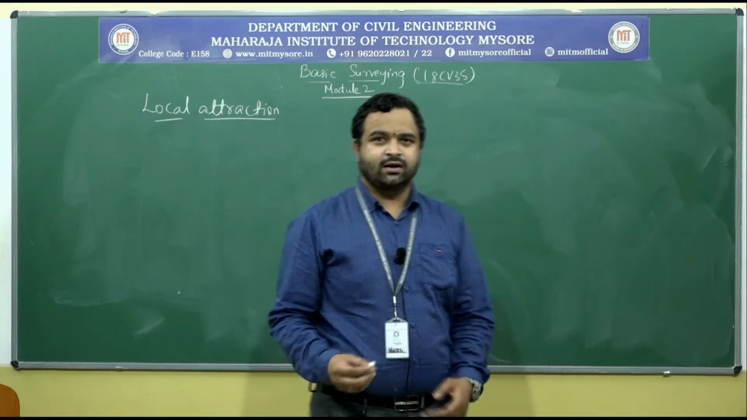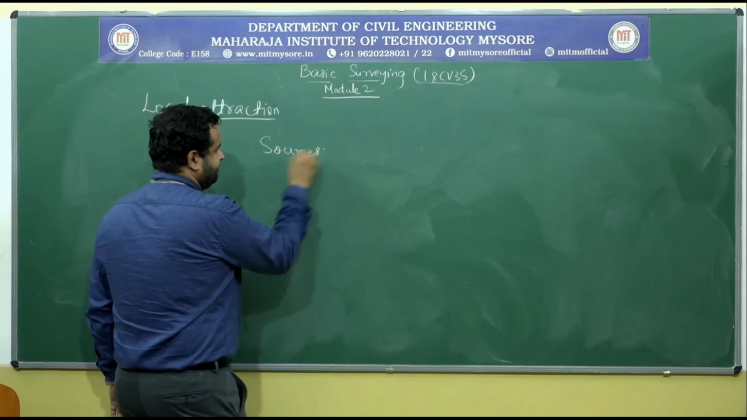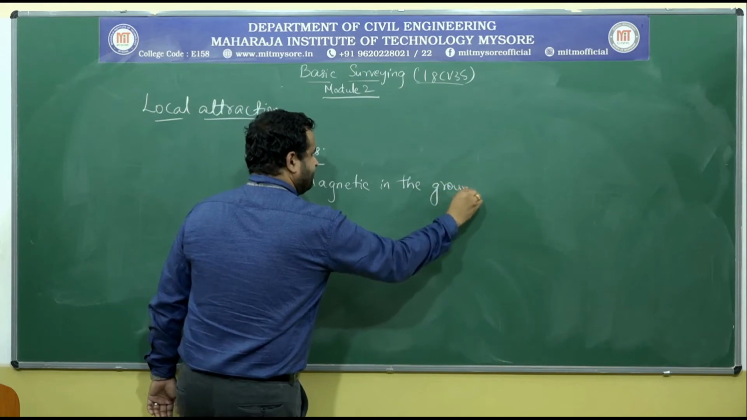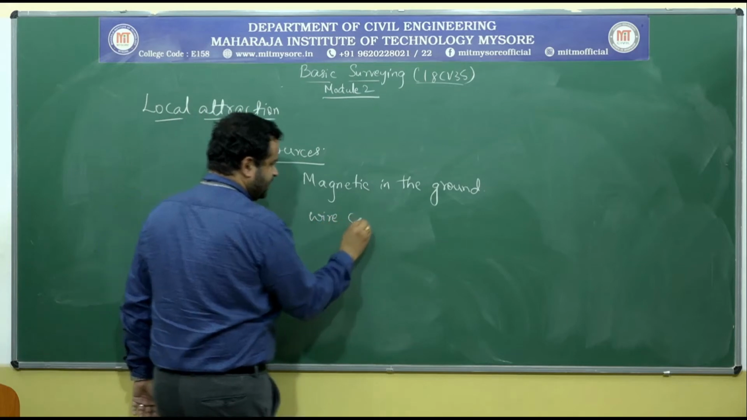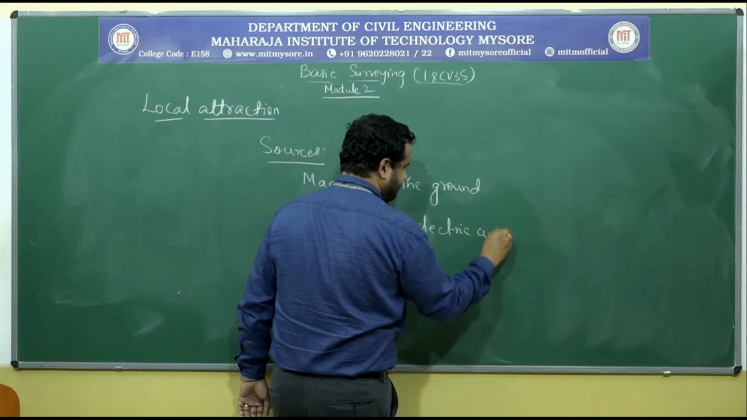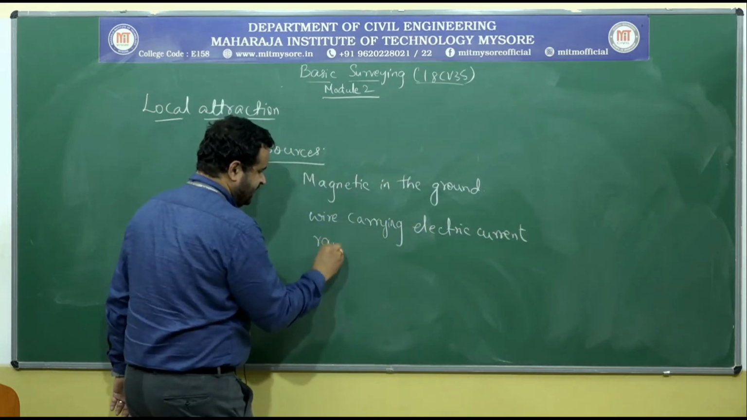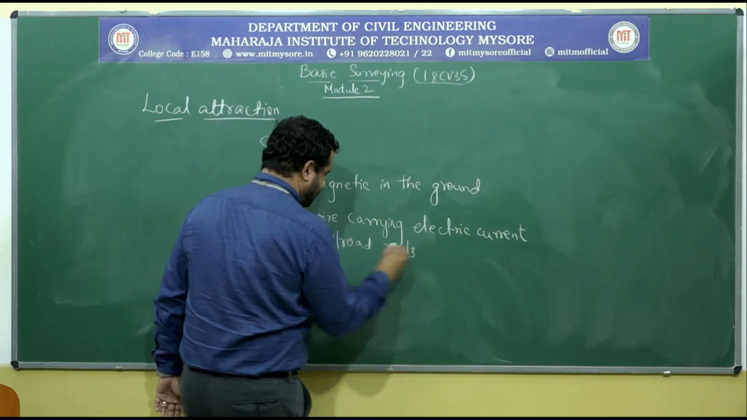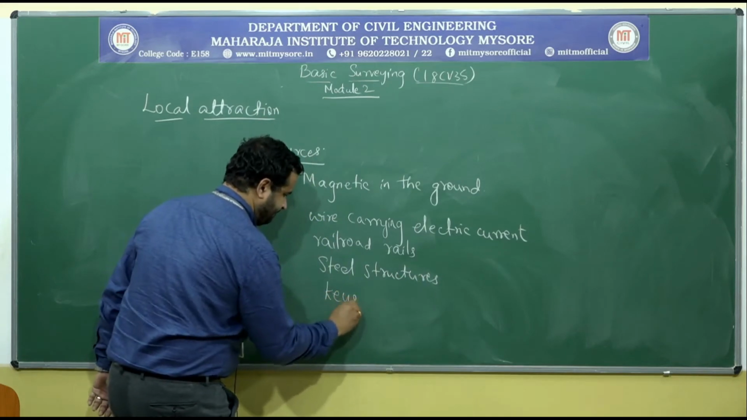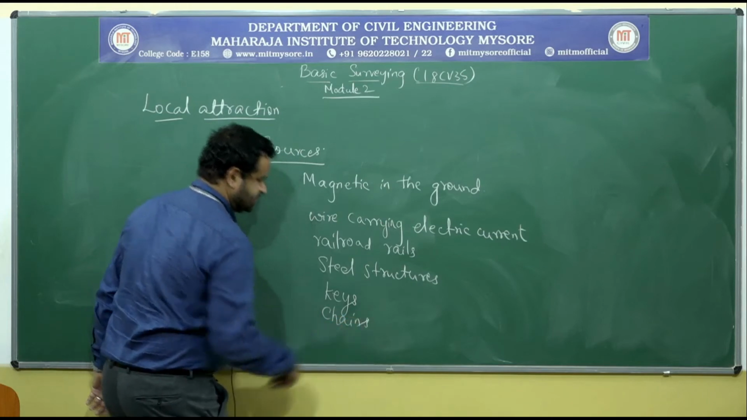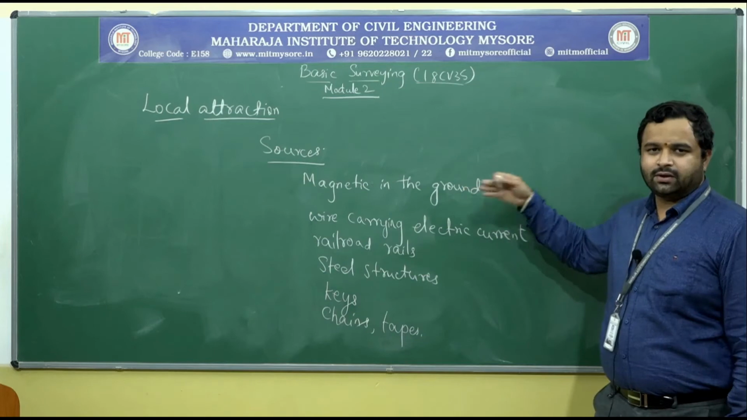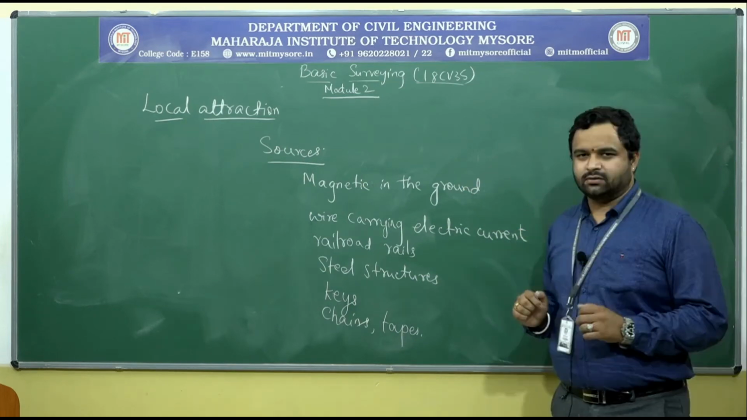Some of the sources of local attraction are magnetite in the ground, wire carrying electric current, railroad rails, steel structures, keys, and chains which you use to measure distance, tapes, etc. What these things do is prevent your magnetic needle from indicating the true magnetic meridian.